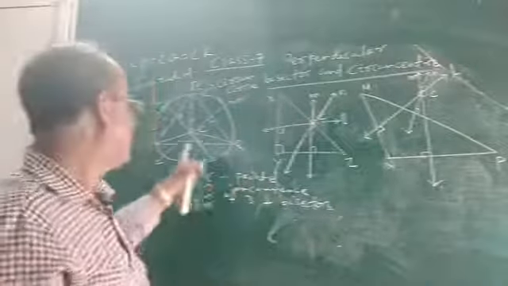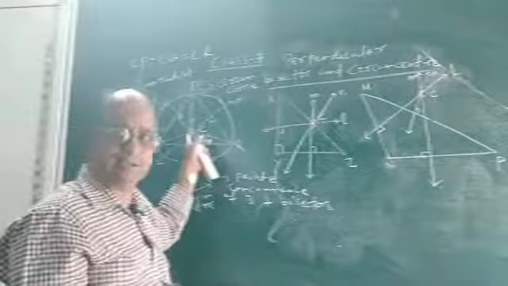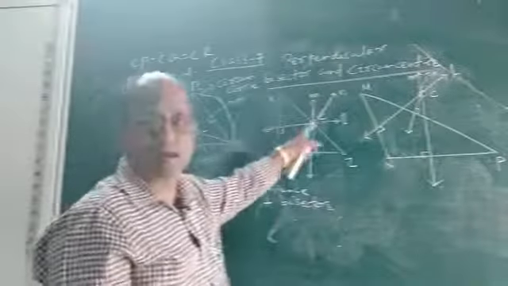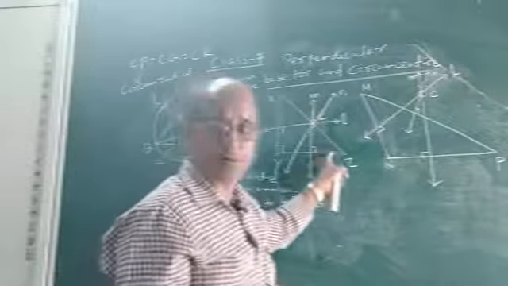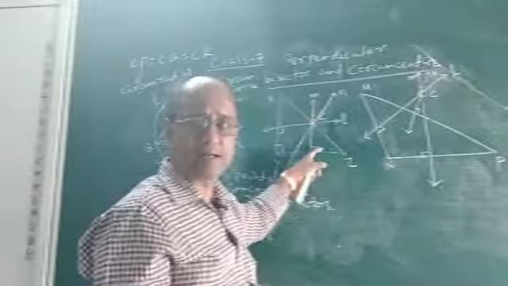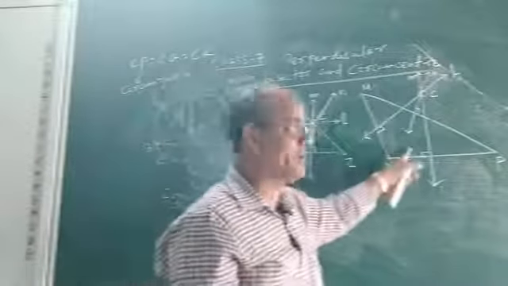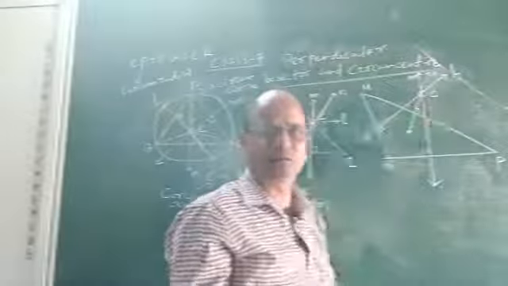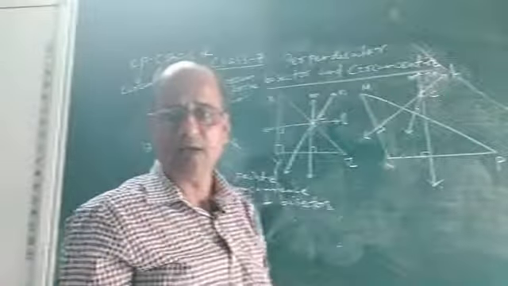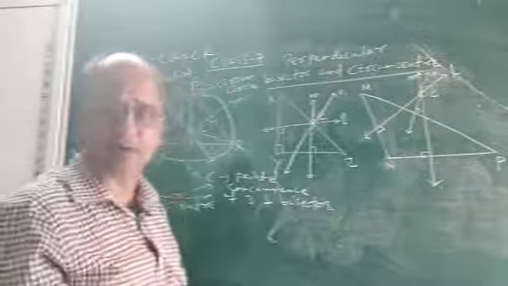In case of acute triangle, the circumcenter lies interior. In case of right angle triangle, the circumcenter lies on the hypotenuse. In case of obtuse triangle, the circumcenter lies outside or exterior of the triangle.